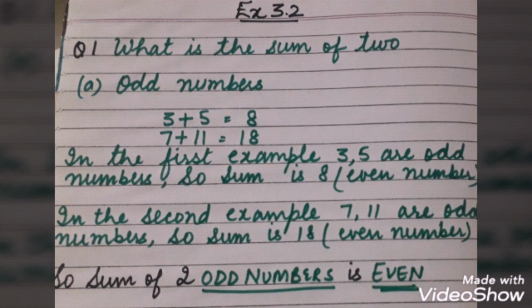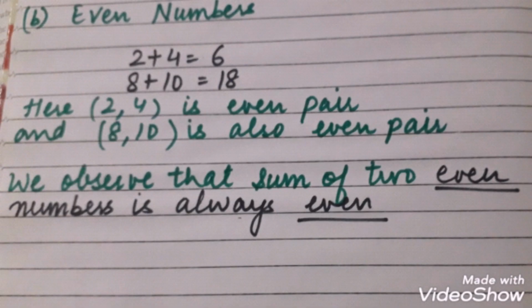Here in both the examples, the sum is coming out to be an even number. That is, 8 and 18 both are even numbers. So the sum of two odd numbers is always an even number.